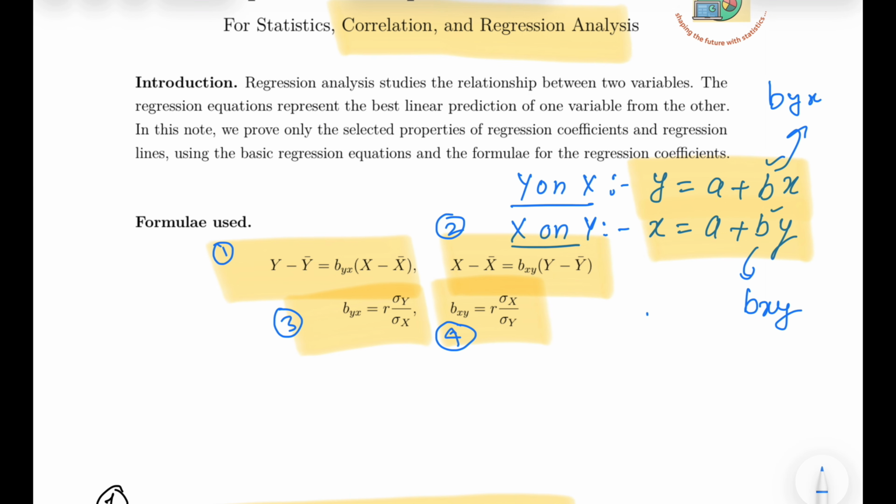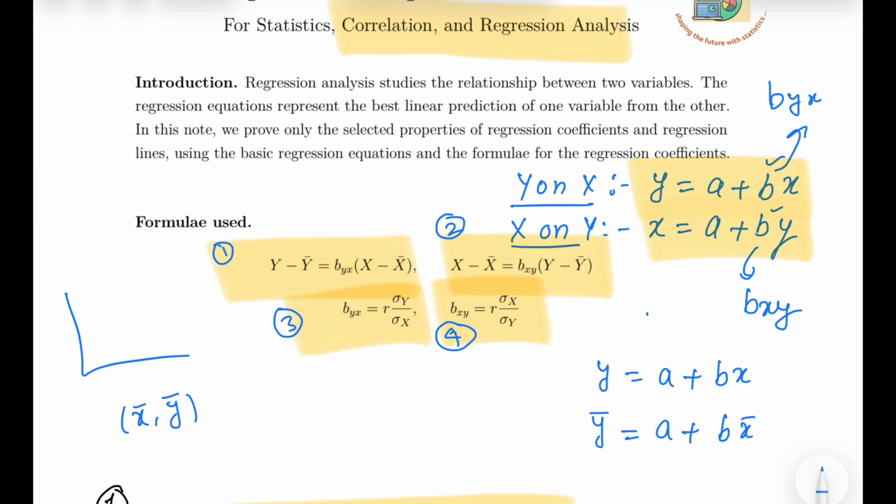If you are interested, I can also show you where 1 and 2 come from. Since you have y equals a plus bx, you can also write it as y bar equals a plus b x bar, since the point x bar, y bar lies on the regression equation. What does it mean? If you plot these lines, y on x and x on y, on graph paper, then the point where the two lines meet is x bar, y bar. So you can replace y with y bar and x with x bar.